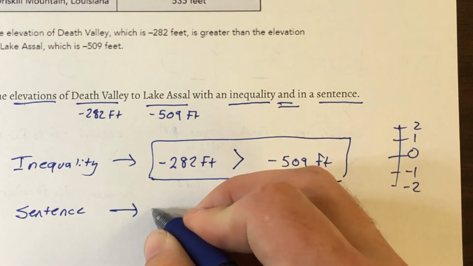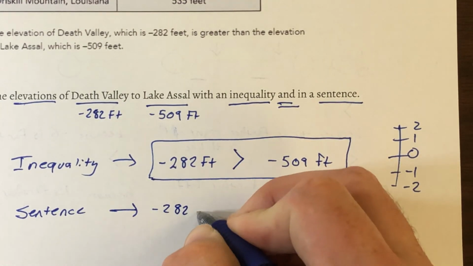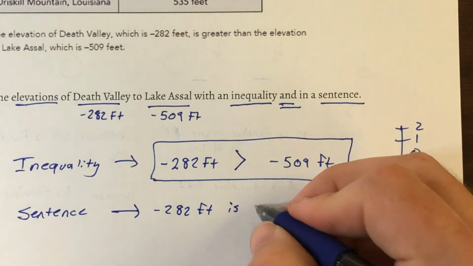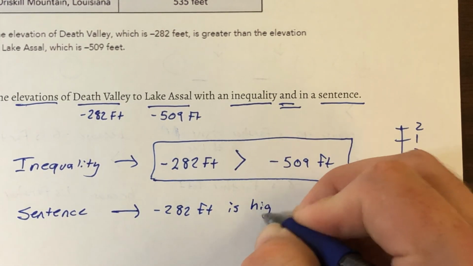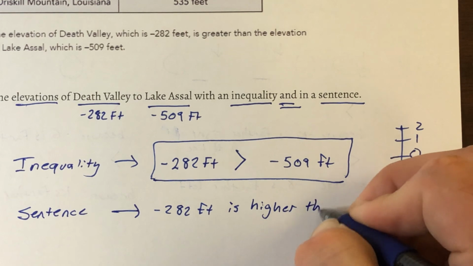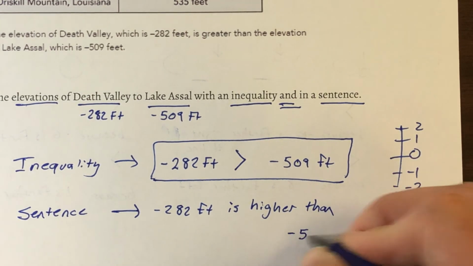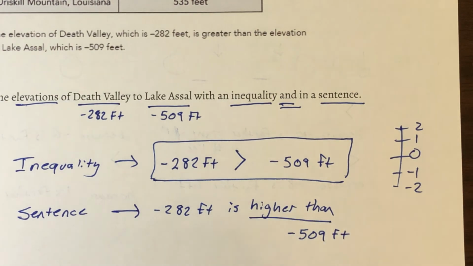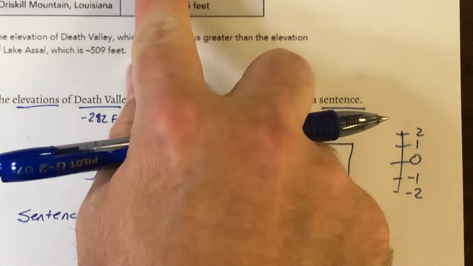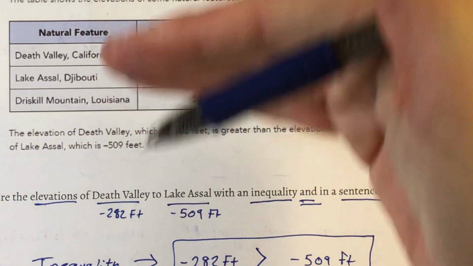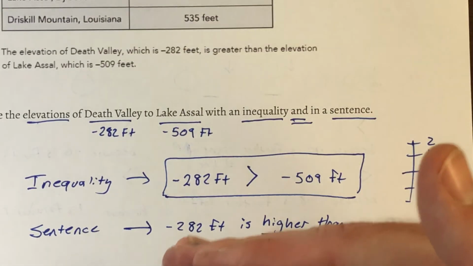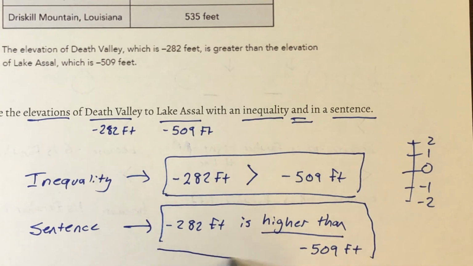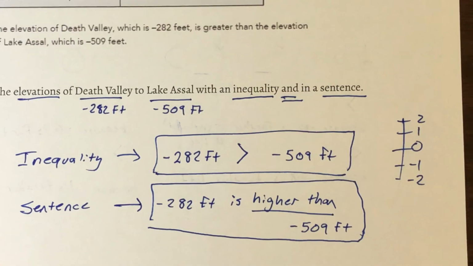So we're going to say negative 282 feet is, well, since it's a greater than symbol, we're going to say is higher than negative 509 feet. So we're trying to use words that fit our context. Our context is elevation, or how much higher above sea level you are, or lower than sea level you are. Just like with temperature, we use words such as warmer than or colder than.